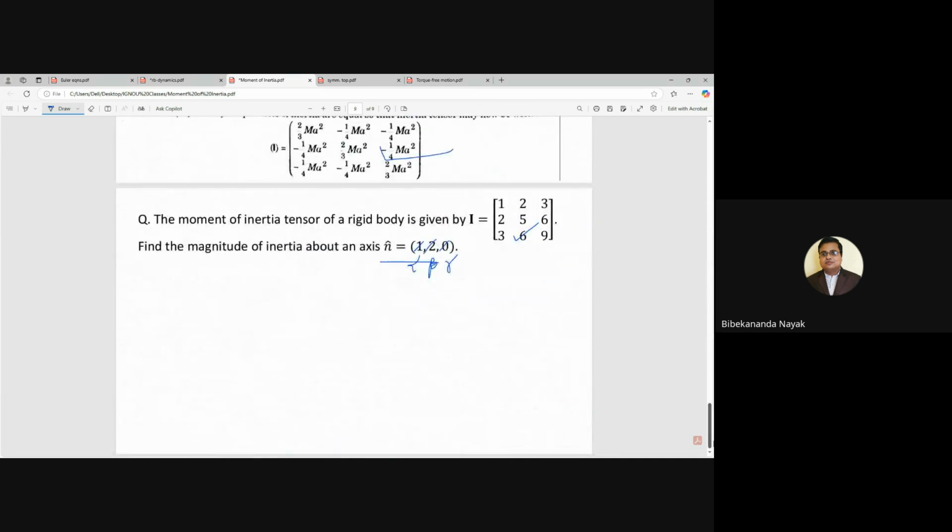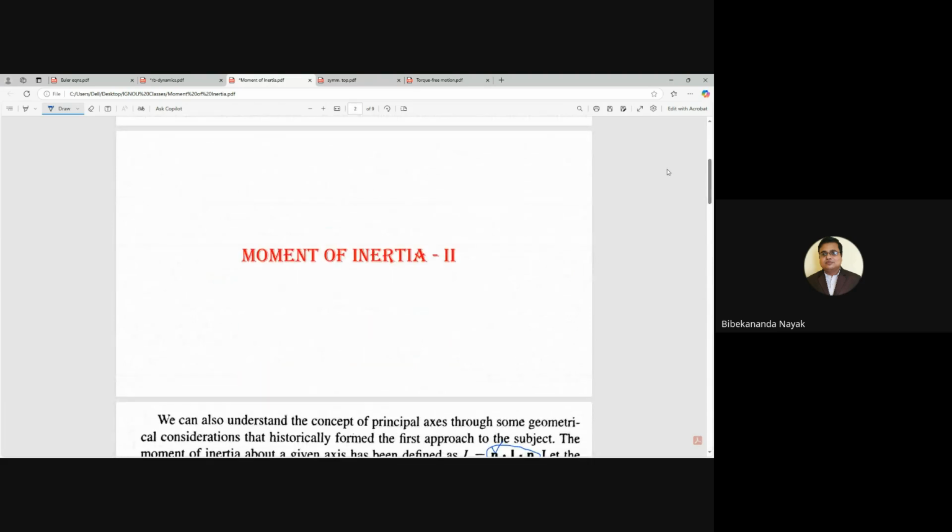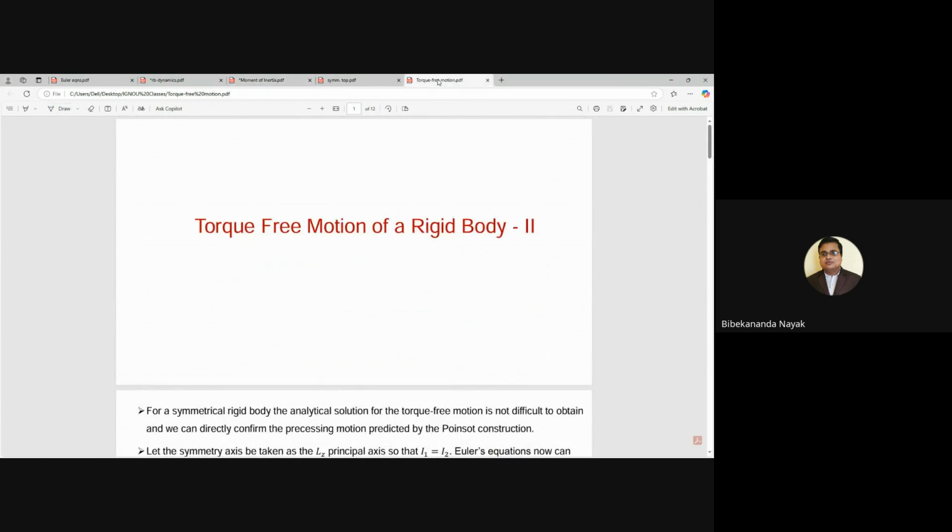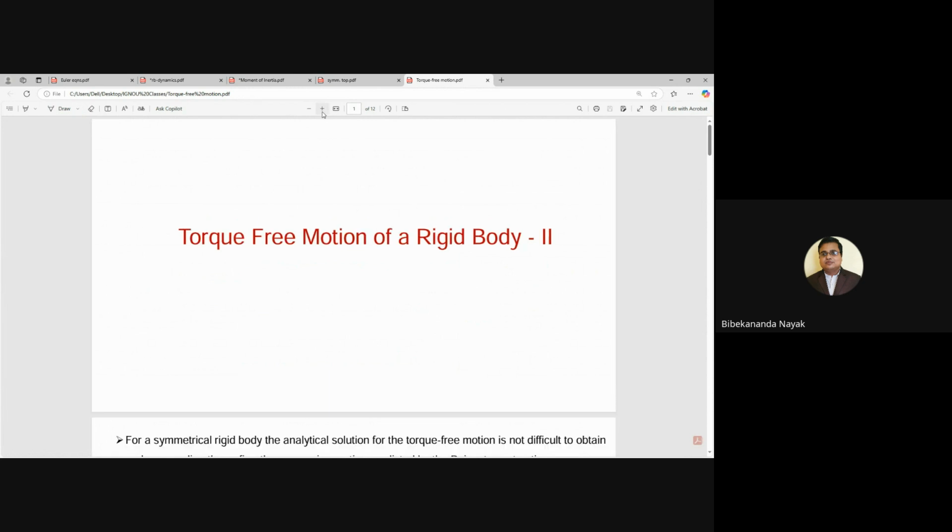No problem. Then the next one is torque free motion, torque free motion of a rigid body.